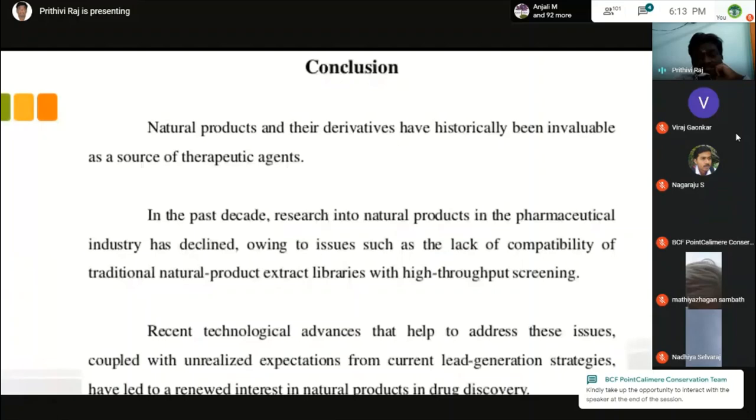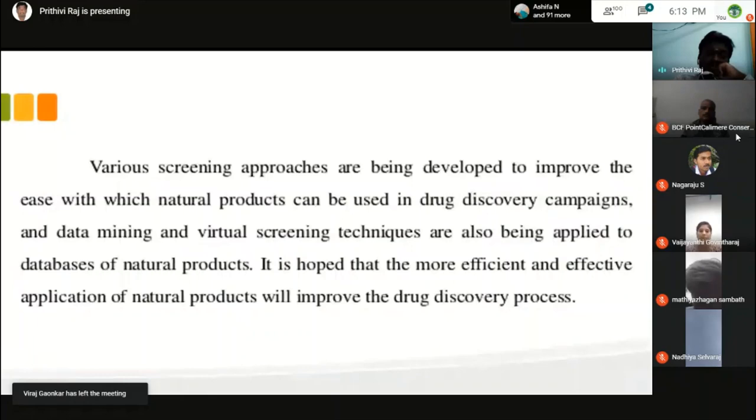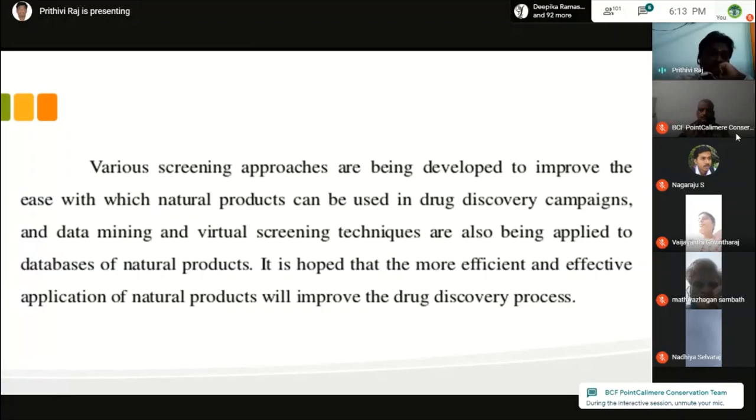Finally, various screening approaches are being developed to improve the use of natural products in drug discovery campaigns, and data mining and virtual screening techniques are also being applied to databases of natural products. That is, from the animal studies to the in silico approach, that is saying it in simple words. So it is hoped that more efficient and effective application of natural products will improve the drug process in future, and it will also improve things for our human beings. That is very far-reaching, what all you are doing in the research that we implement for our human beings.